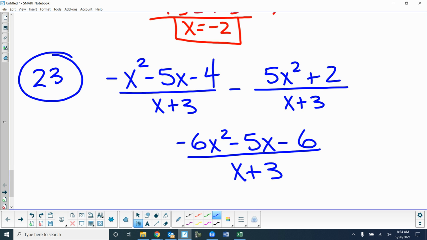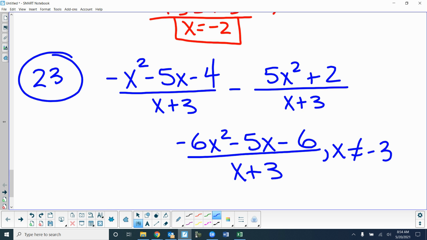It says identify any x values for which the expression is undefined. And what would that be? Right, x cannot equal -3. You know, we would try to factor that out if we could, but that does not factor.